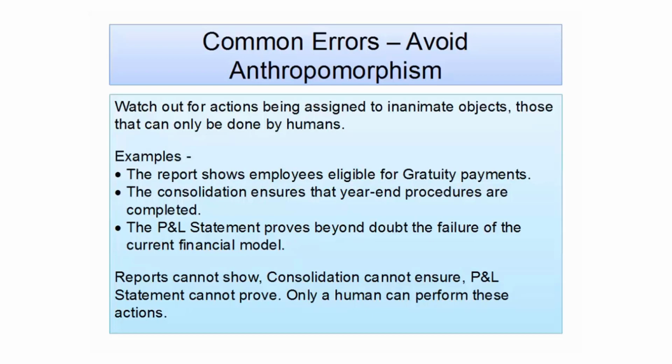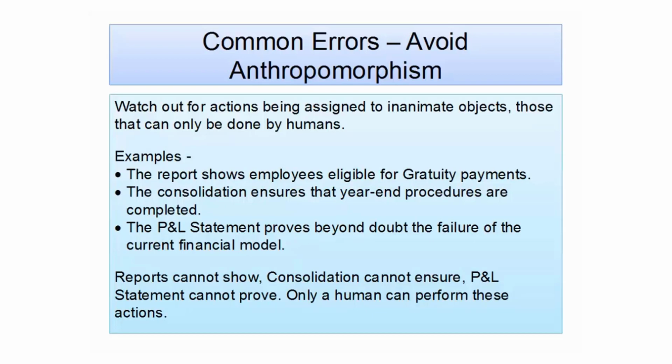Avoid anthropomorphism. This is probably the most common error. Anthropomorphism is basically the attributing of human characteristics and purposes to inanimate objects. Was the definition confusing? Let us look into some examples. How many times have you encountered one or more of the following?